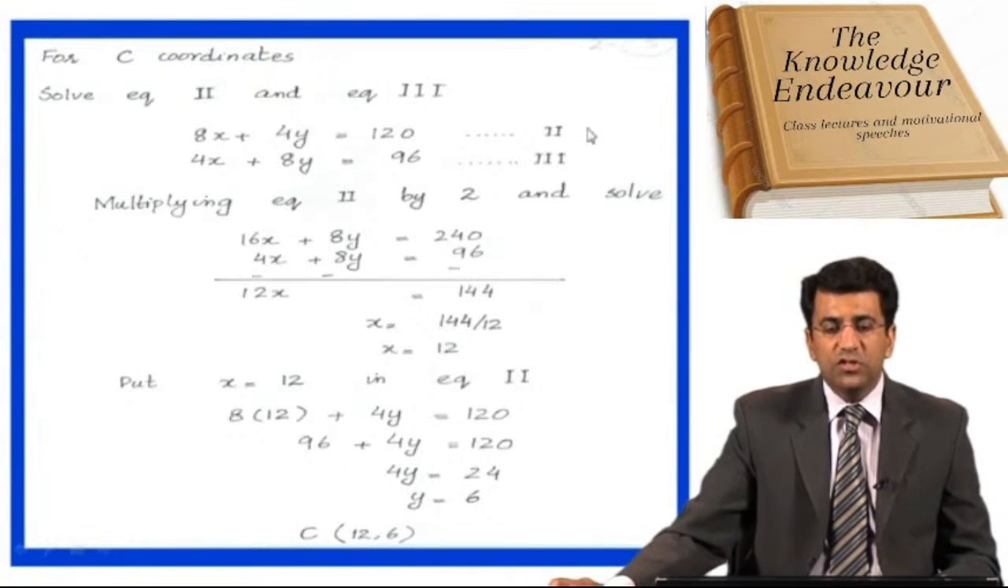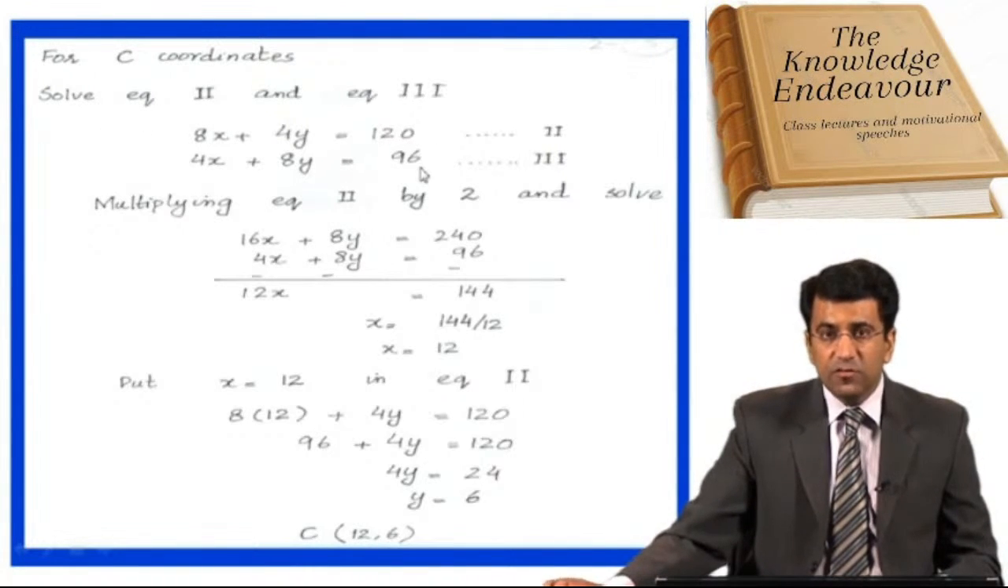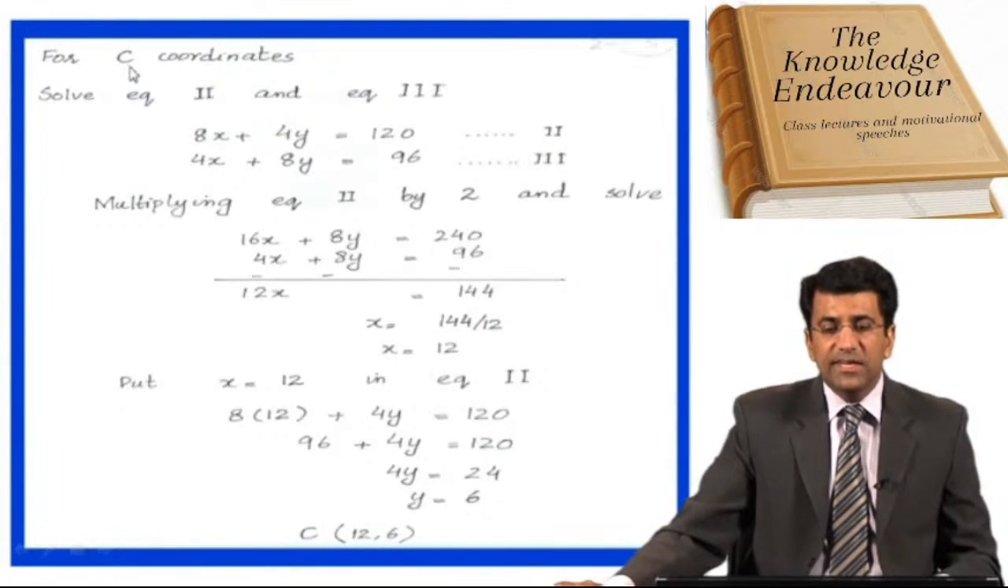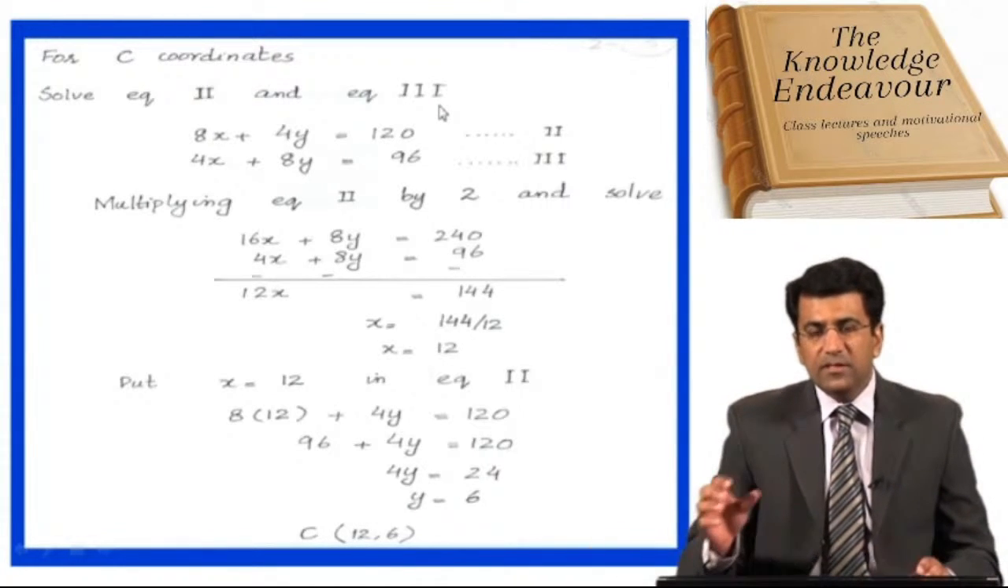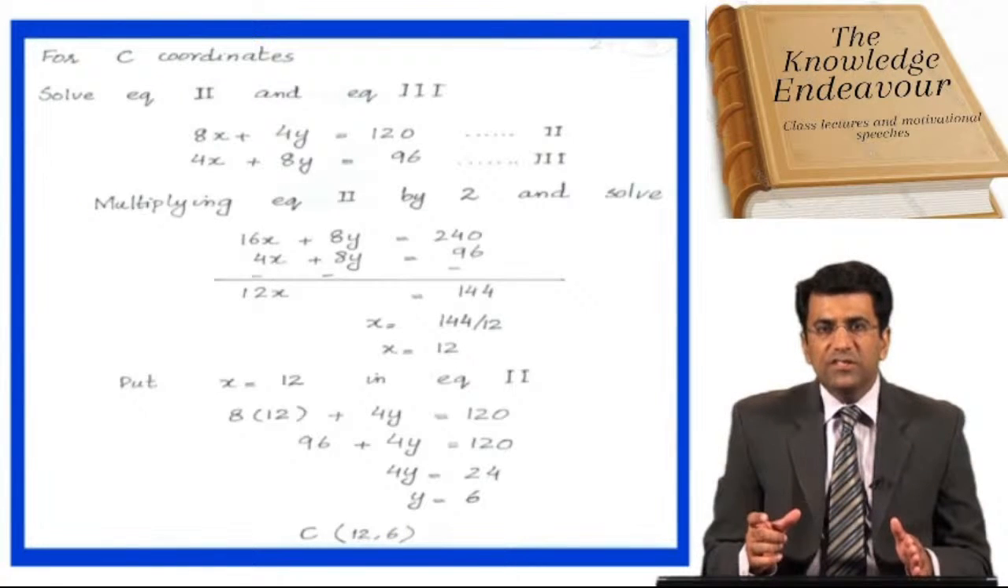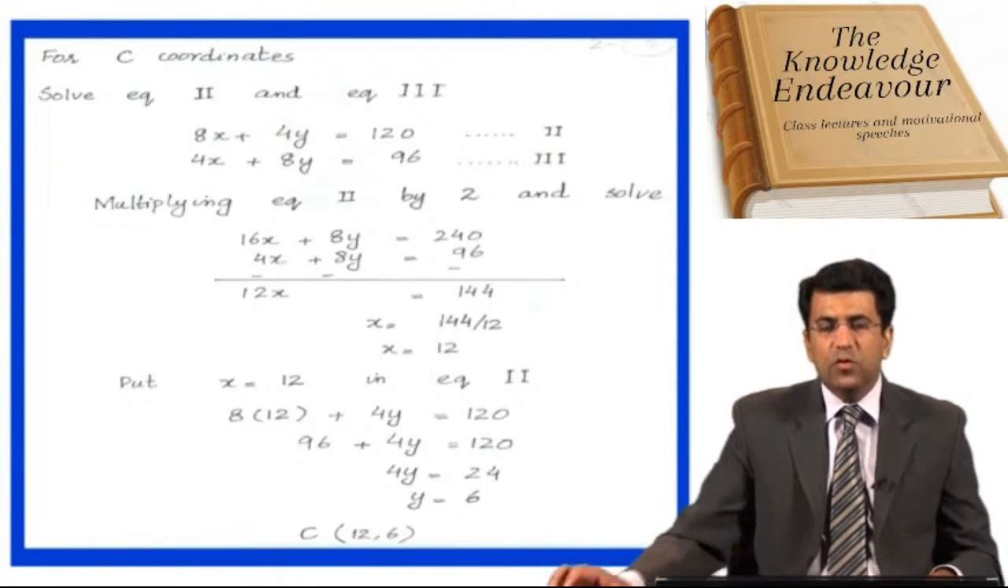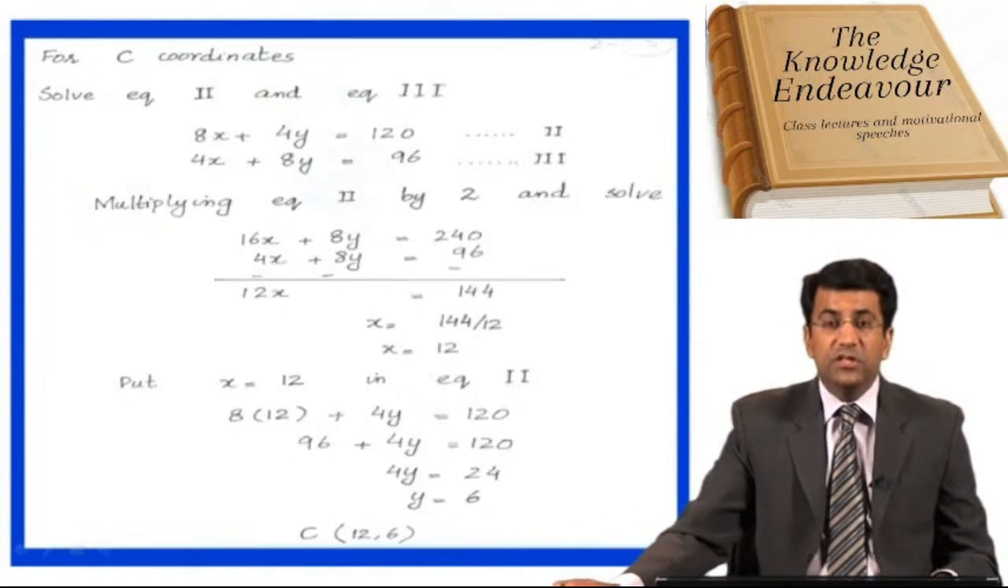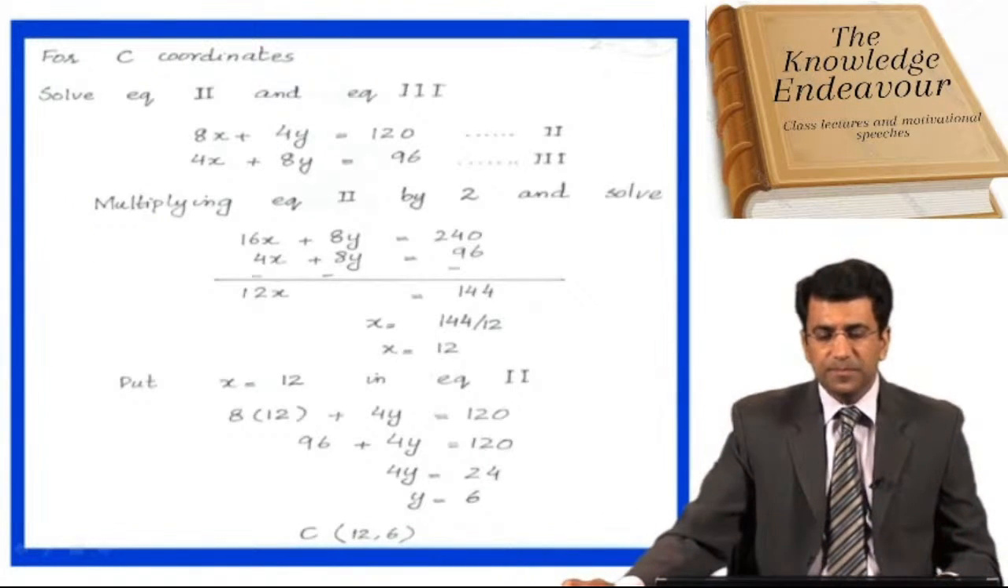Next, in order to find the coordinates of point C, we will solve the equation 2 and equation 3. Now, why are we doing that? Why are we solving equation 2 and equation 3? Because this particular point C is the intersection of the second line and third line. So sometimes you'll have to draw those lines on that particular graph precisely, so you can clearly know what point is actually the intersection of which lines. So the intersection point is important, especially when there are 3 lines or more than 3 lines.